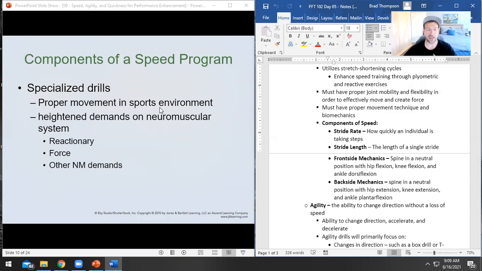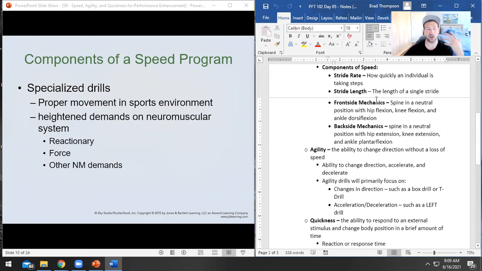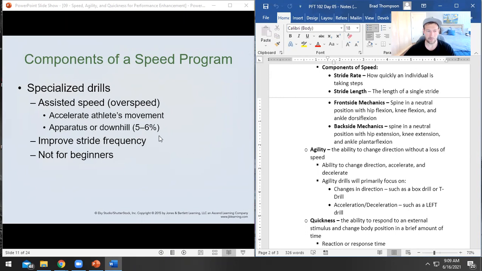So we have a lot of specialized drills when it comes to a speed program. They are going to improve all of the components of a speed program, which I think we'll see on the next slide. Specialized drills are going to key our clients into proper movement patterns, so they are going to develop hopefully that lean forward. It will also enhance their reactionary demands, like how quickly their body is able to get used to, once it hits the ground, getting right into the next step. It will increase their force production and any other neuromuscular demands that they need as well. Core strength is obviously a big one. Foot strength is a big one. Balance, joint stabilization, all of that.